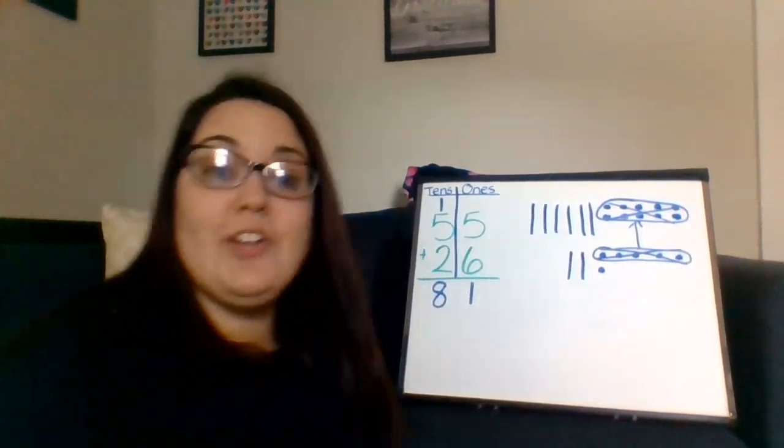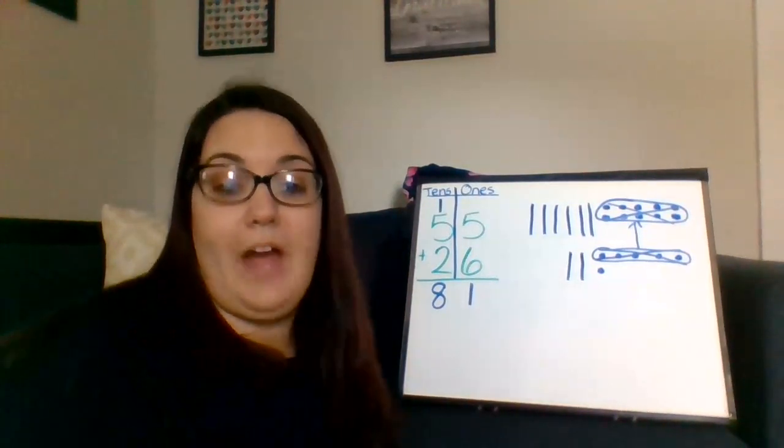That's how we draw pictures to add 2-digit numbers with and without regrouping.